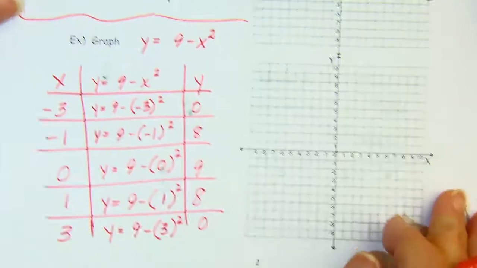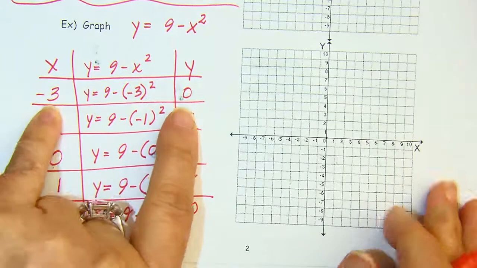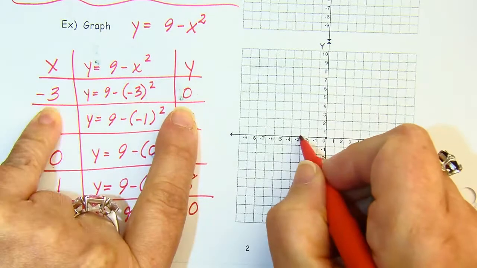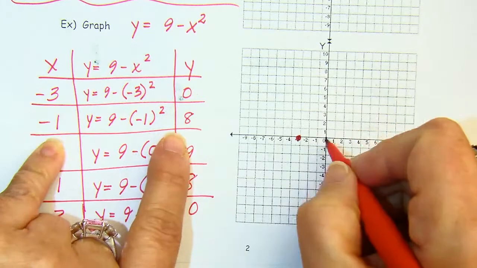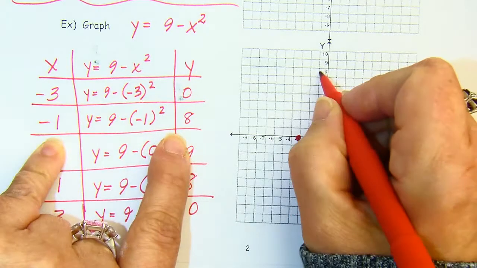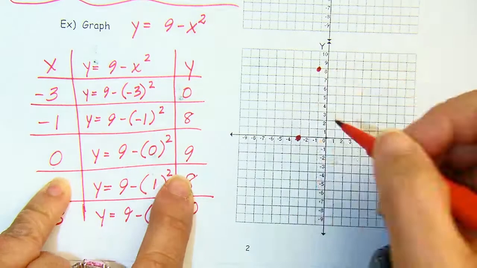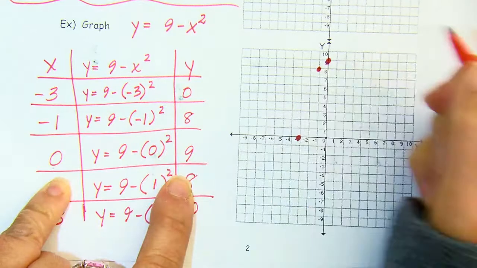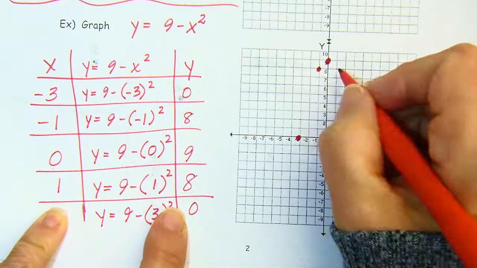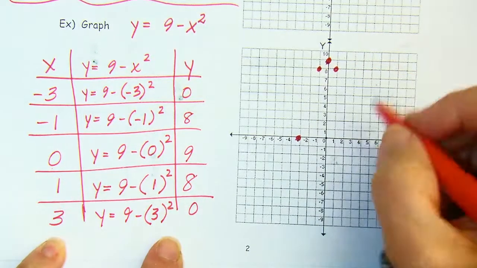So my ordered pairs, I'm going to go ahead and plot them. -3, 0. X is -3, y is 0. Then I've got -1, +8. Then I've got 0, 9. And then I've got 1, 8. And then I've got 3, 0.